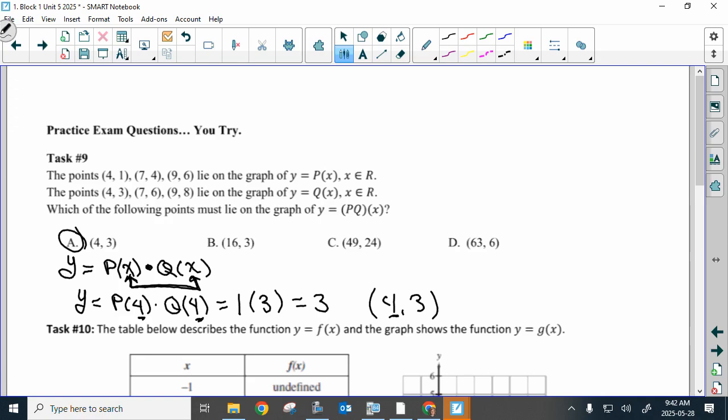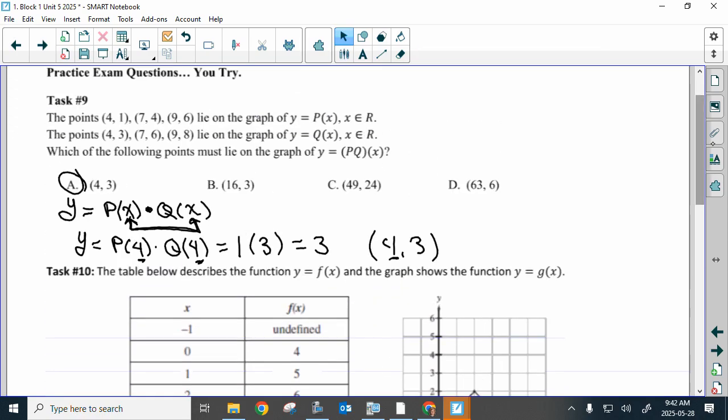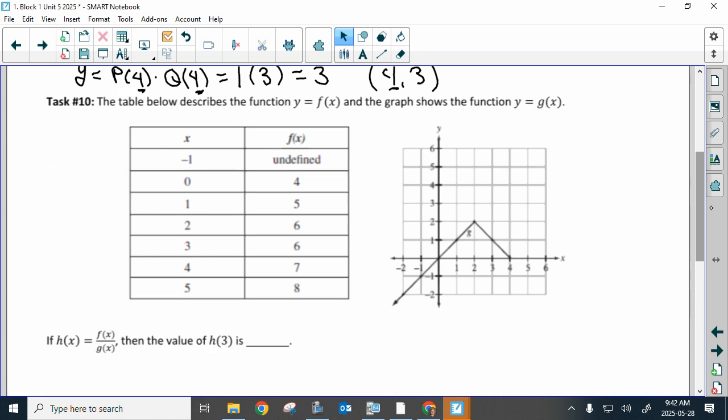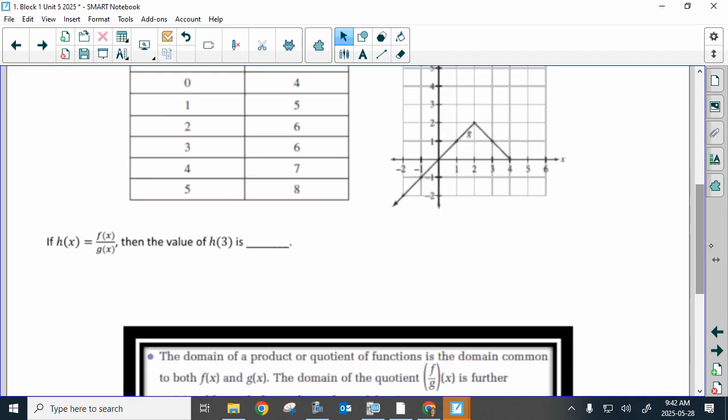So we had the first answer. And remember, you have to feel comfortable with ordered pairs. You have to feel comfortable with the table of values. And you have to feel comfortable with a graph. So if I say h of x is equal to f of x divided by g of x, keep in mind all of these x's are the same thing. What do we need that thing to be in this question?